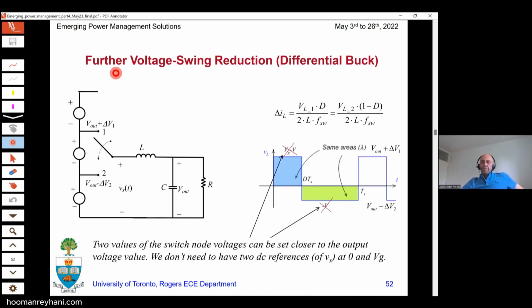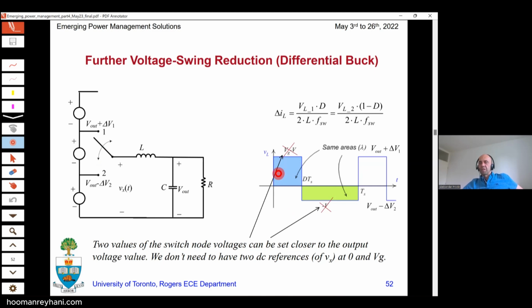So the topology that I would like to show you, or what you could do in order to reduce the size of the inductors in the power management systems, is to look at the differential buck principle. The differential buck principle is the idea that rather than changing the switching node voltage between 0 and full input voltage, we can switch the voltage between two values that are very close to the output voltage. For example, if the output voltage is 3 volts, we can go a little bit higher and a little bit lower, for example, 3.3 and 2.7.